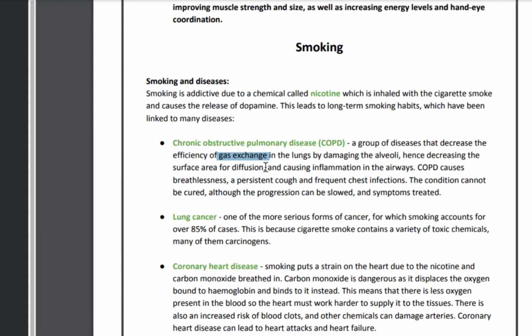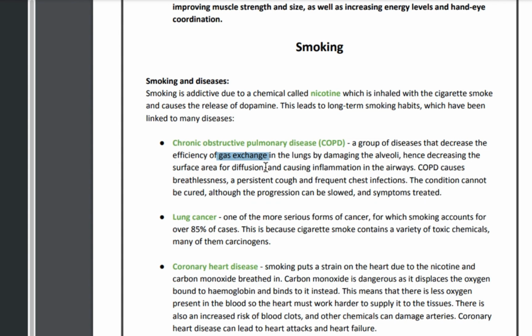You keep getting sick because there's no proper exchange of gas taking place in your alveoli. There's inflammation in your exchange pathway, and you start having a lot of chest pain, you start coughing a lot, and your breath is not sufficient anymore. Now, the condition can be cured if you are at this early stage. But if it goes beyond this early stage, it cannot be cured.